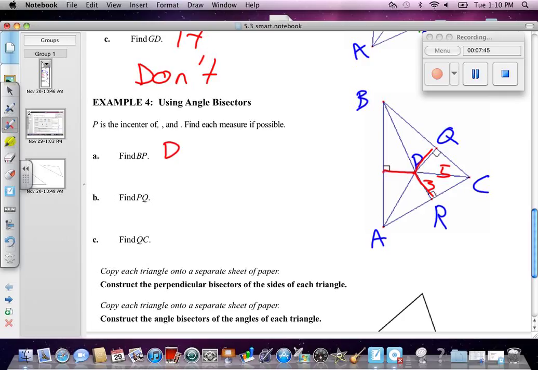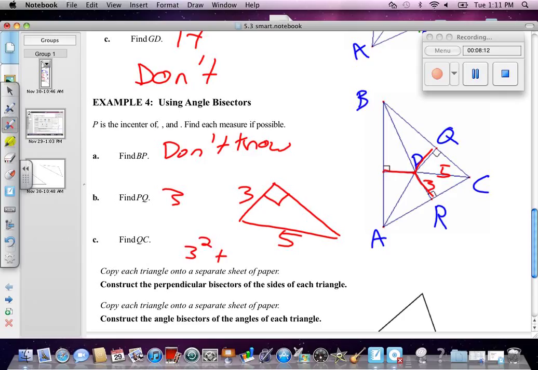Don't know. What is P to Q? 3. What is Q to C? Don't know. Oh, we do. What kind of triangle is it? Right triangle. It's 5. Okay. This is a side, and this is a hypotenuse. So it's 3 squared plus, we'll call it x, x squared equals 5 squared. And what is that called, what I'm doing right there? Pythagorean theorem. Right, so x is 4.